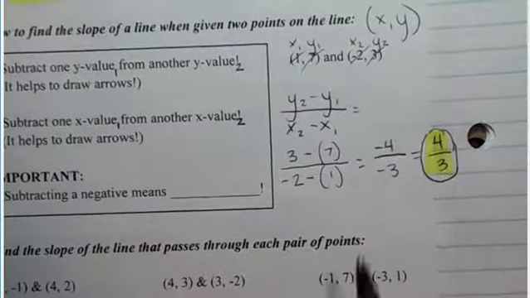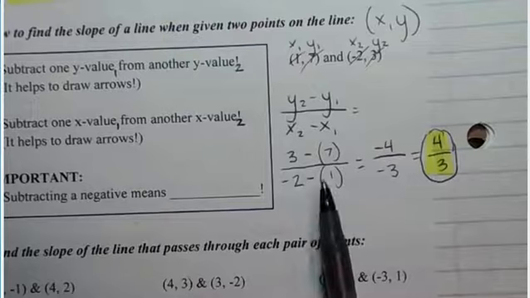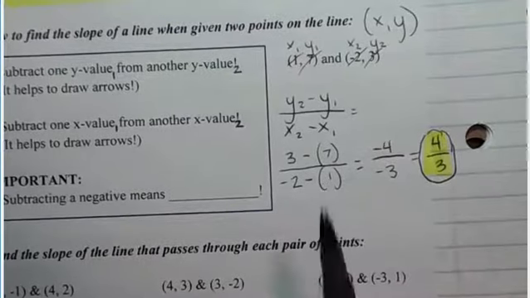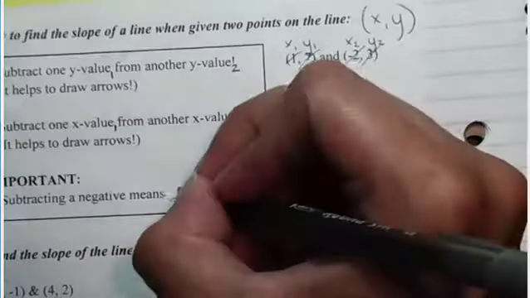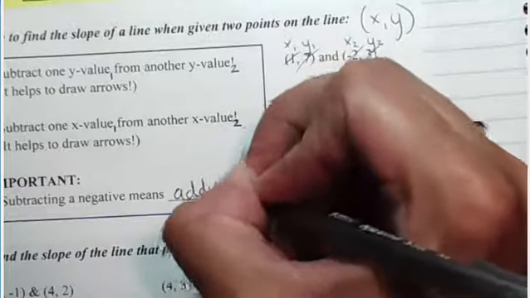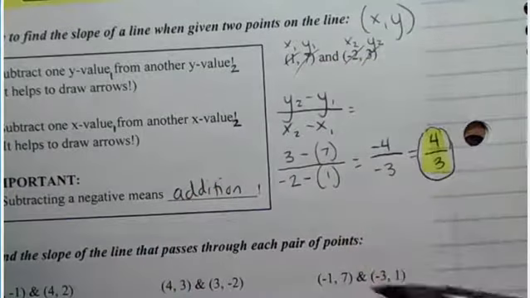Now there's a little thing right here. Remember, if this was like a negative 1, negative 2 minus negative 1, whenever there's two negatives together, we have to switch those into an addition sign. So always remember that. That's why we put the second one in parentheses.